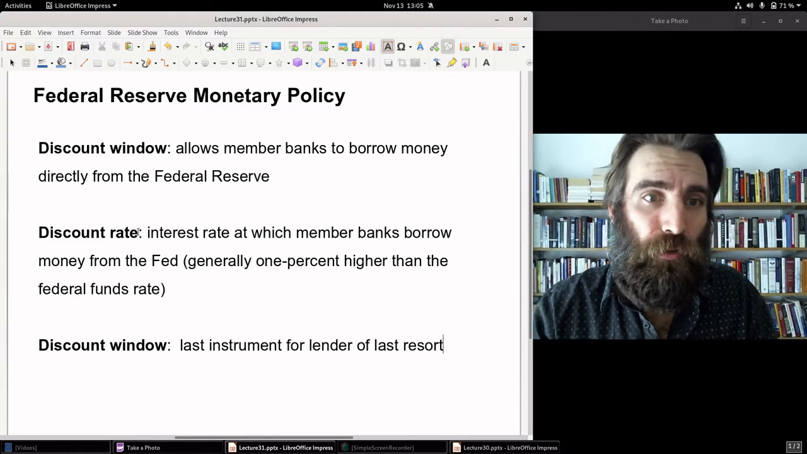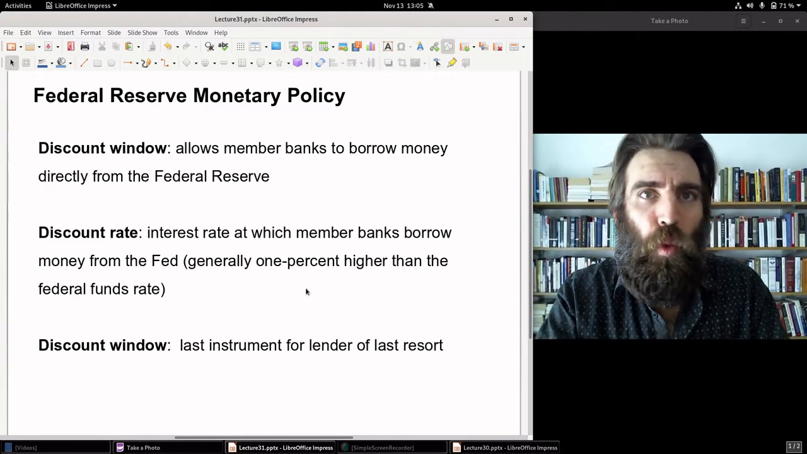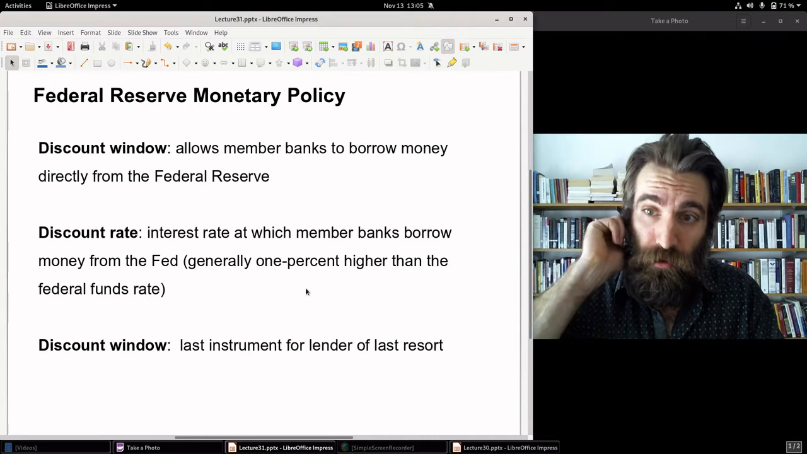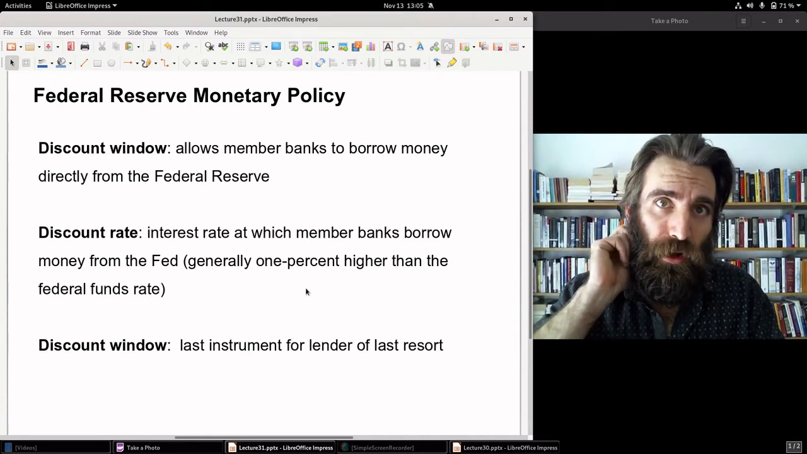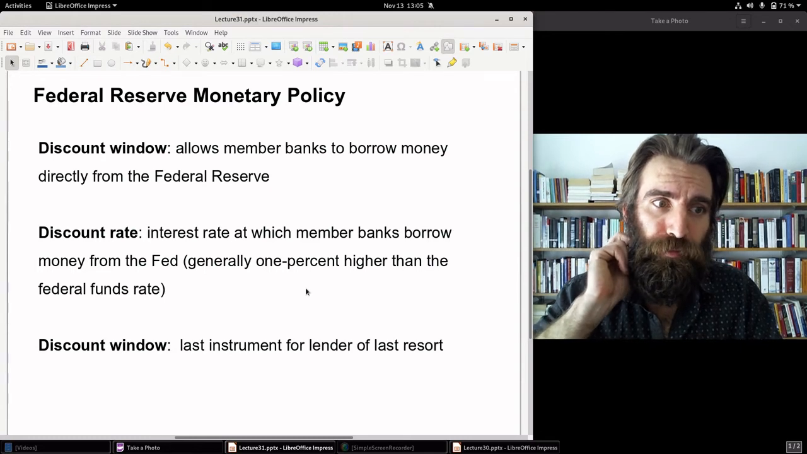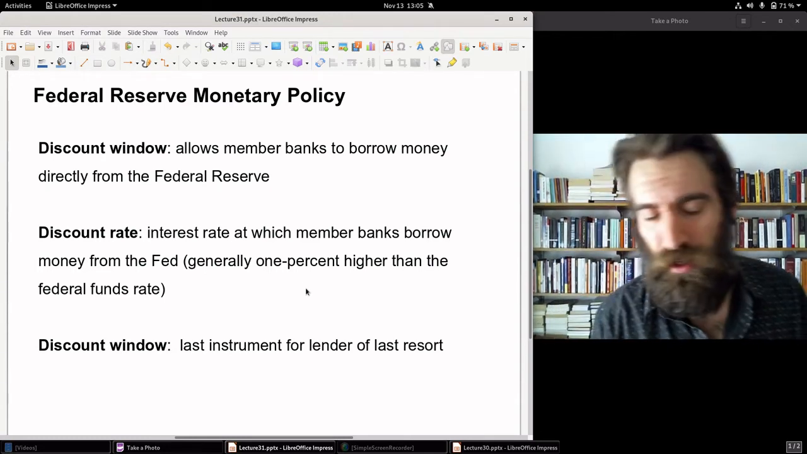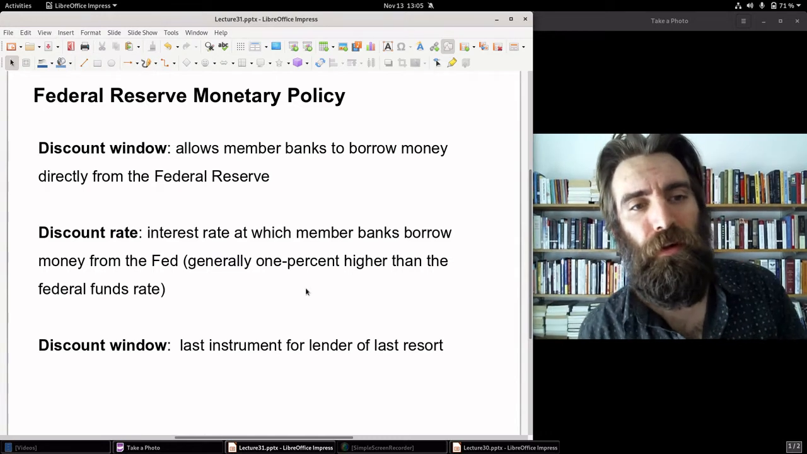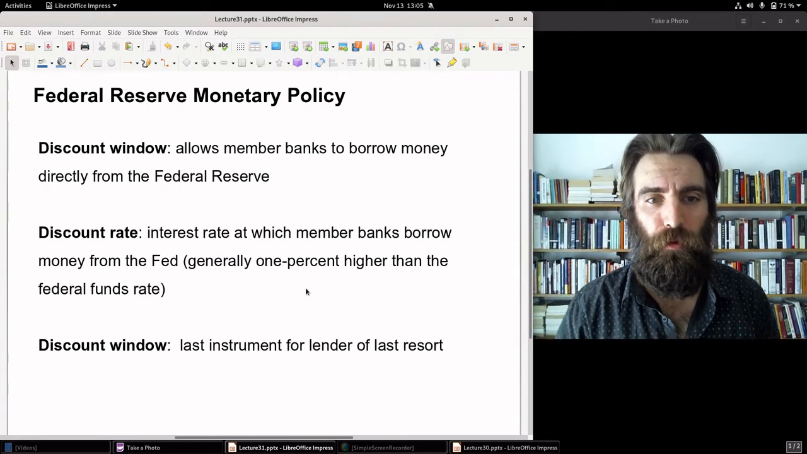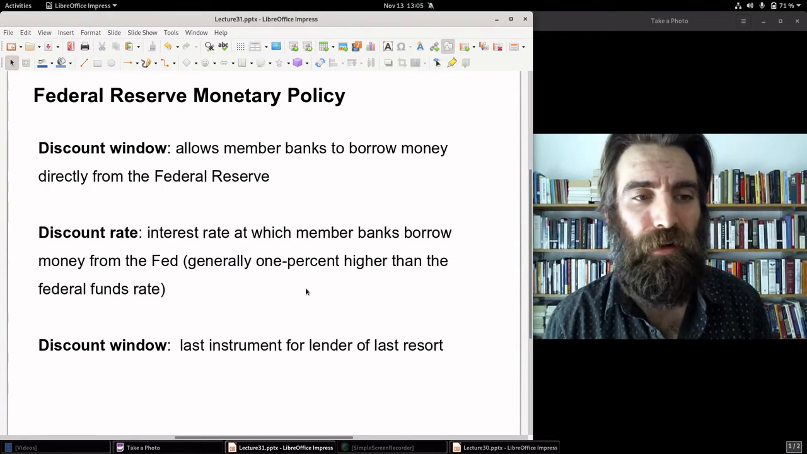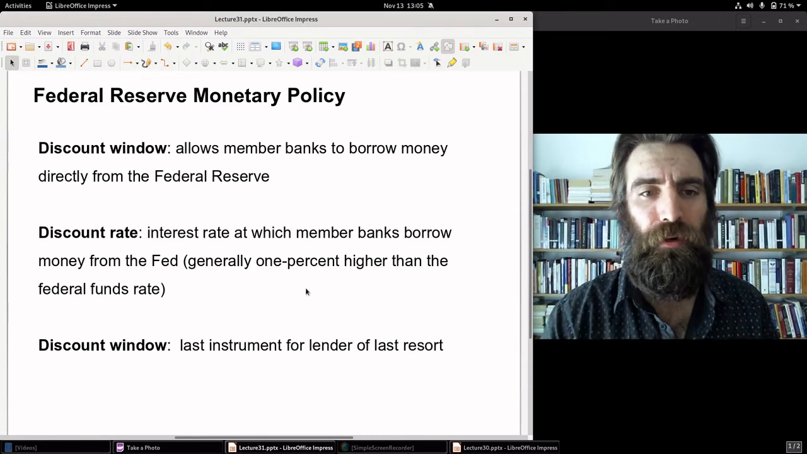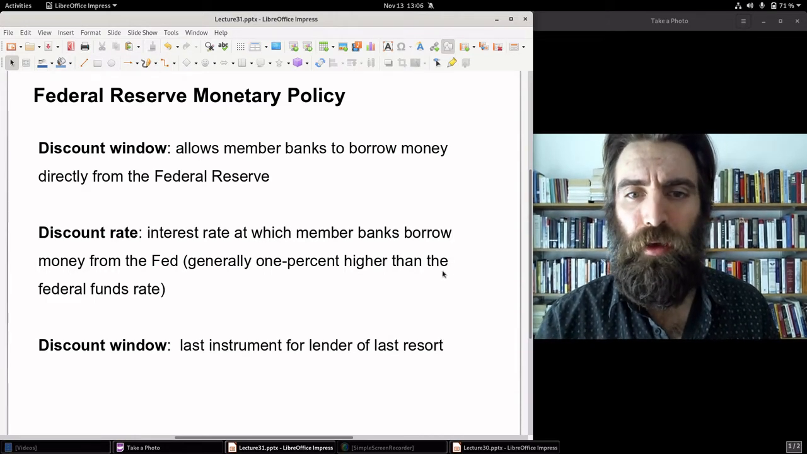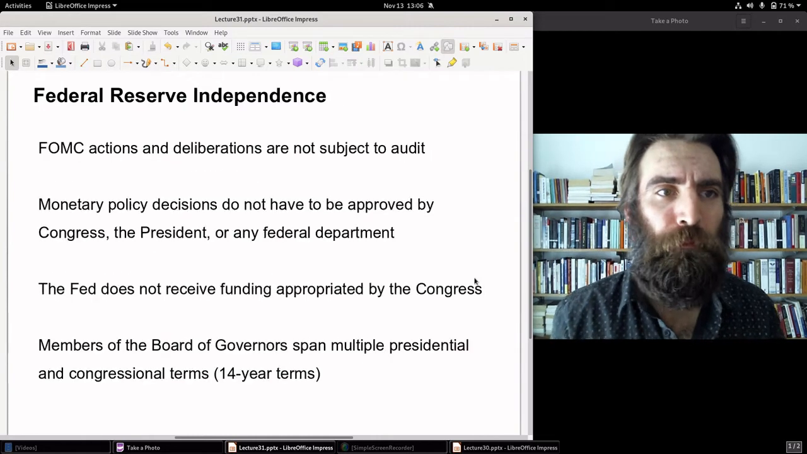This is called the discount rate. Usually the discount rate is about 1% higher than the federal funds rate. So if you don't have to use it, you don't. And there is a stigma attached to it. So generally, banks don't like this as much, but that is available. And lending at the discount window also, by the way, is not audited by the government, just like open market operations or FOMC proceedings. But that's there as well.